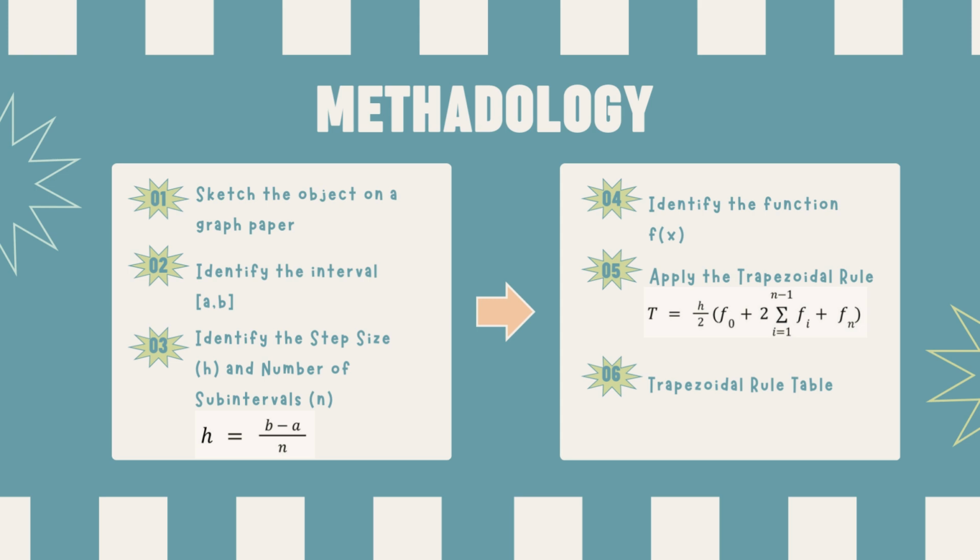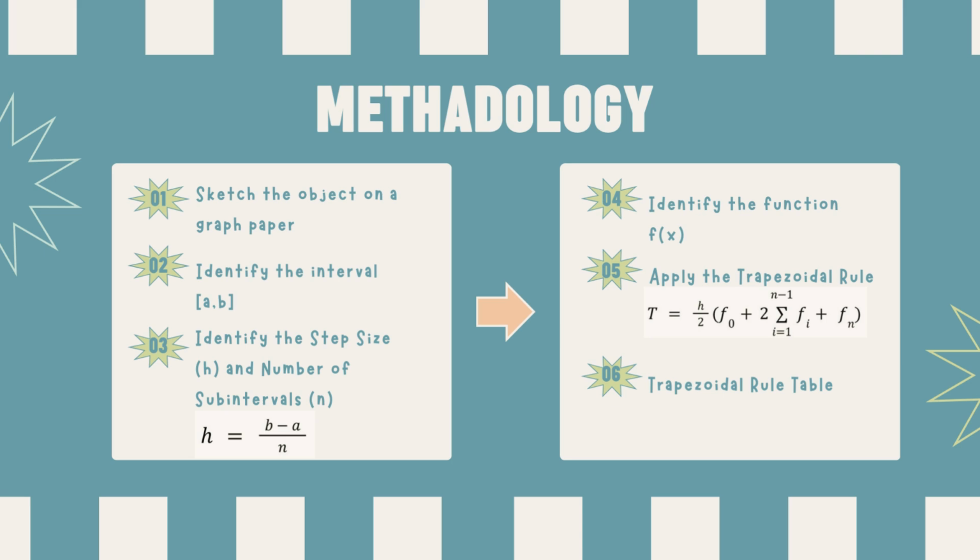On this slide, I will explain the methodology for our project. The first step is to sketch the object on graph paper. Next, we determine the interval of the function, denoted as a and b. The points a and b are the start and end points of the object. After identifying the interval, we calculate the step size and the number of sub-intervals. The formula for step size is h equals (b minus a) divided by n.